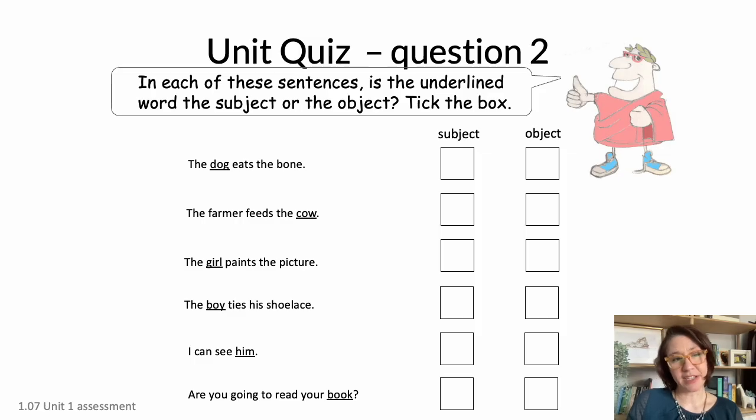In each of these sentences, is the underlined word the subject or the object? The dog eats the bone, subject. The farmer feeds the cow, object. The girl paints the picture, subject. The boy ties his shoelace, subject. I can see him, object. And are you going to read your book, object.